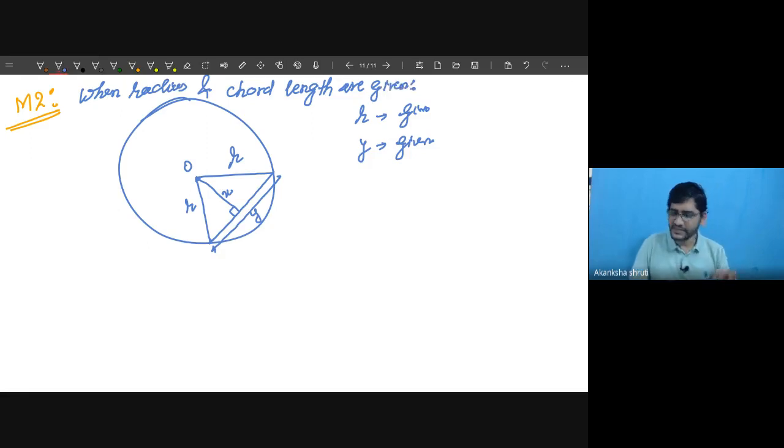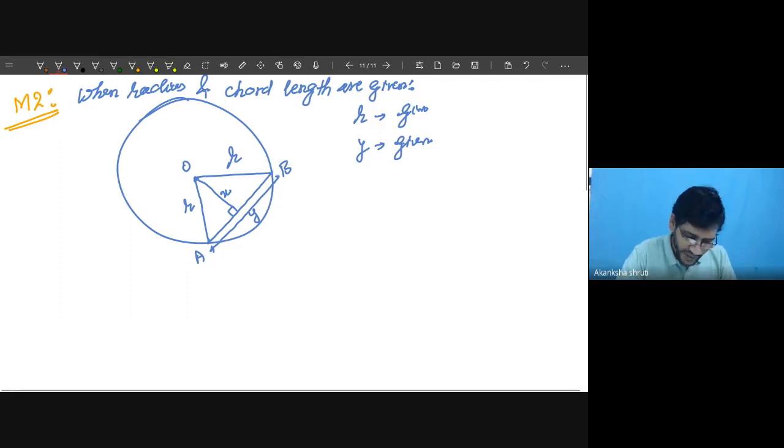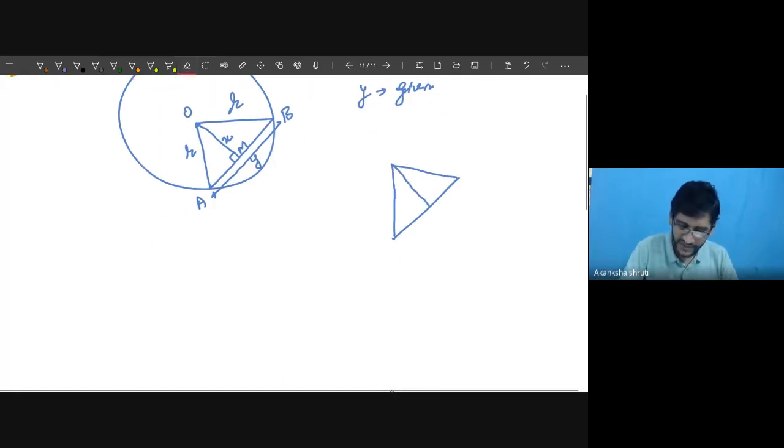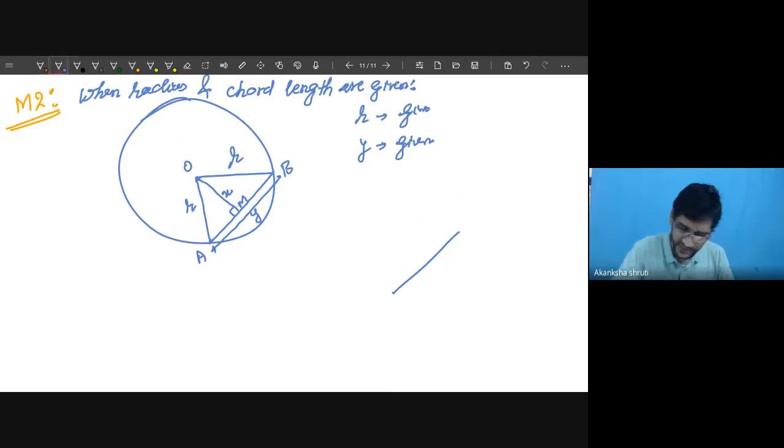So in this case, we need to calculate the perpendicular from the center over the chord AB. Let us consider the perpendicular from the center over the chord AB as OM. So student, how can we correlate this? Take this triangle out. Then draw the perpendicular on it. Since it is an isosceles triangle, we shall draw it properly.